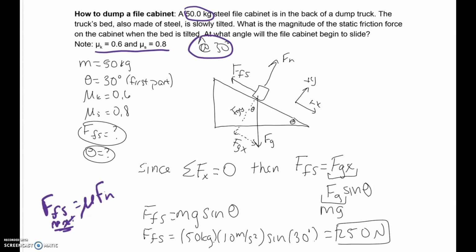Now, what angle will the filing cabinet begin to slide? The second part of this question. In this situation, we're basically raising the angle of the bed of the truck up to the point of just when the filing cabinet begins to slide. This is the moment where our force of static friction becomes its maximum. It's just when it turns to its kinetic value. So this is the type of language you're looking for when you know that you can now use this formula.